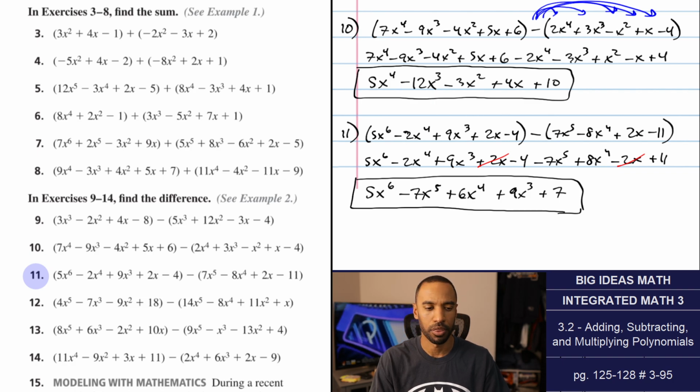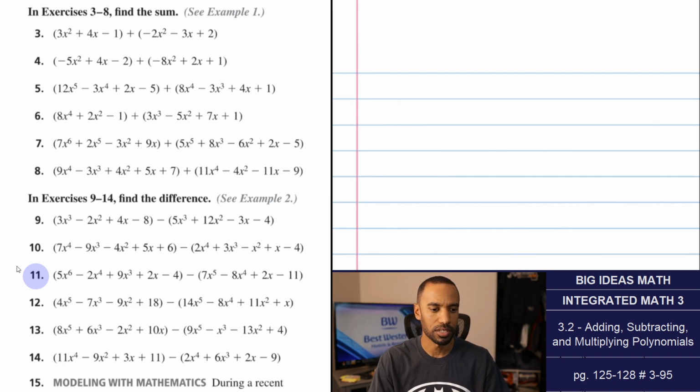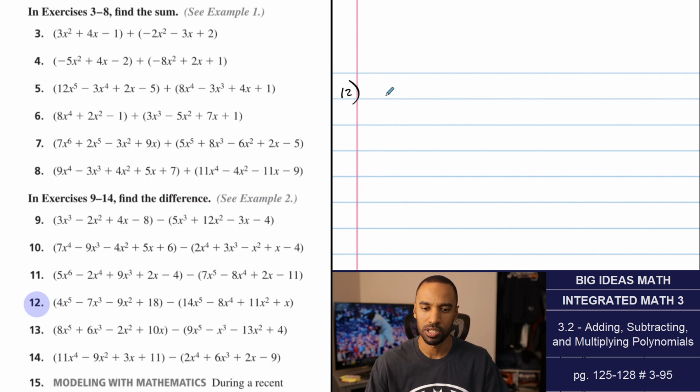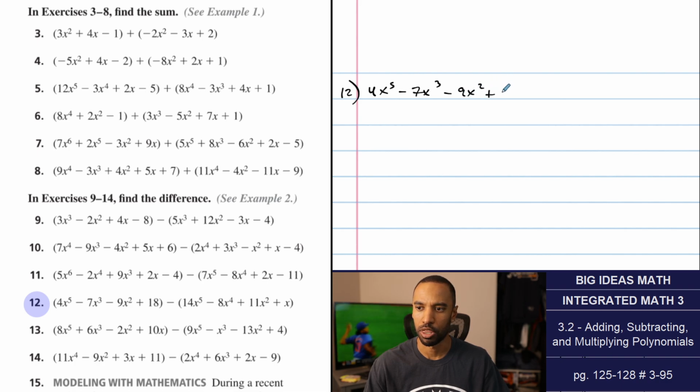Let's move on to 12, 13, and 14. These ones, again, the problem is written there. I'm going to rewrite it right now. No parentheses, negative already distributed. So let's get right into it. First, quantity stays exactly as is. Some of my 3s have been getting a little rough looking. So minus this number plus, changing sign, 8x to the fourth minus 11x squared minus x.